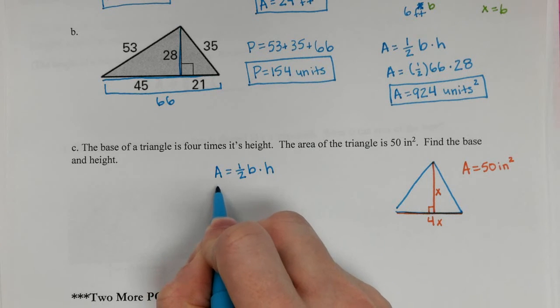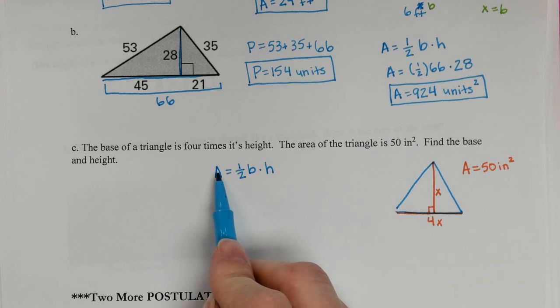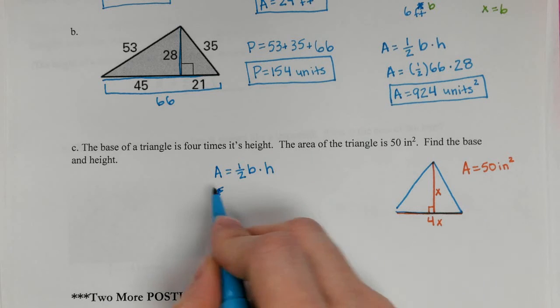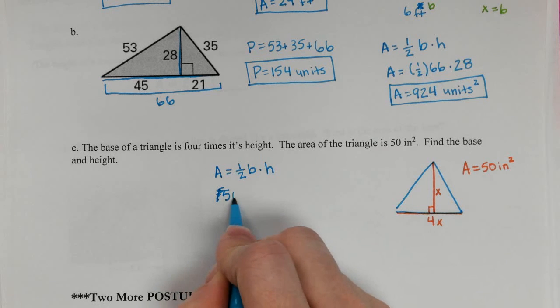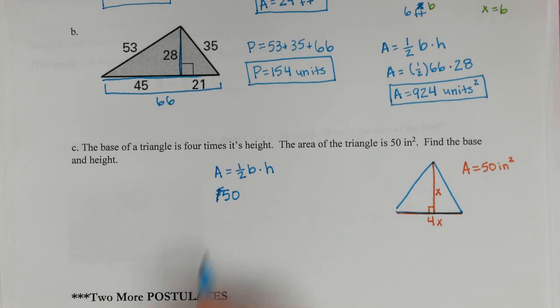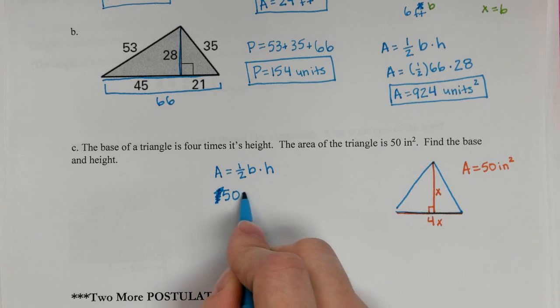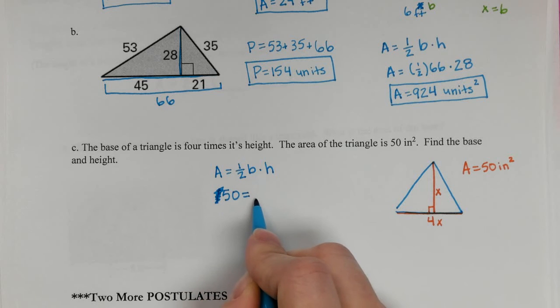So instead of A, cross that off, I know that I have a number for A. I know that my area is 50. So I can plug in 50 instead of A. Okay, so that's 50, and then I have my equal sign. I'm changing my 1/2 to make it 0.5.